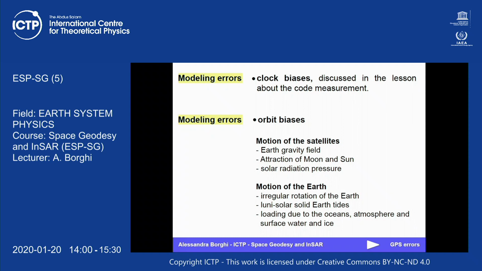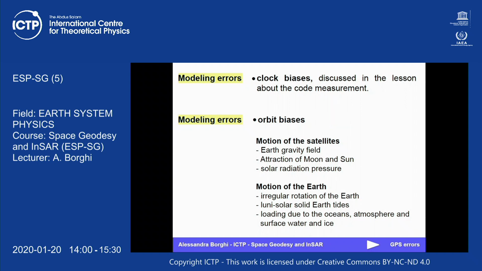Okay, modeling error, clock bias. We have discussed before, it is an important error. In fact, the system has been designed to see at least 4 satellites all over the world. In any point of the Earth, I need to see at least 4 satellites for real-time positioning, just to solve the problem of the synchronization between satellite and receiver.